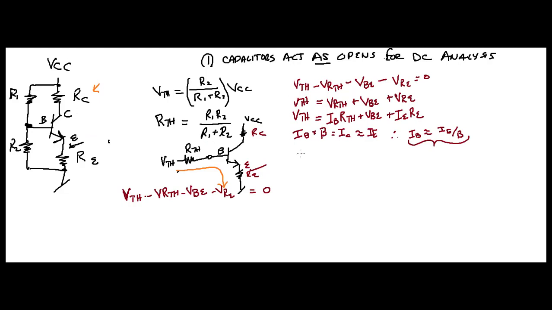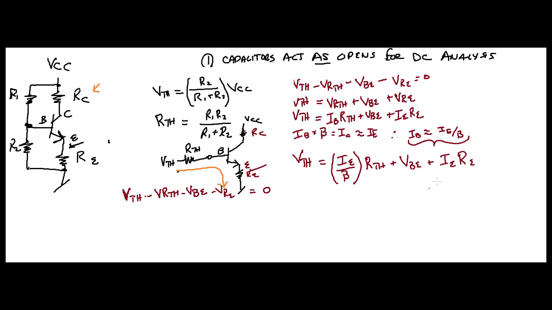So we're going to say VTH is going to equal, what do we say IB was? That's going to equal IE divided by beta, right? I'm going to put that in parentheses for you, times RTH, right? Plus VBE plus IE RE.